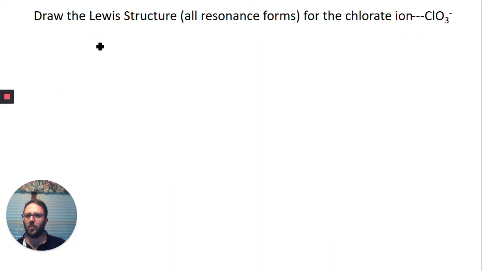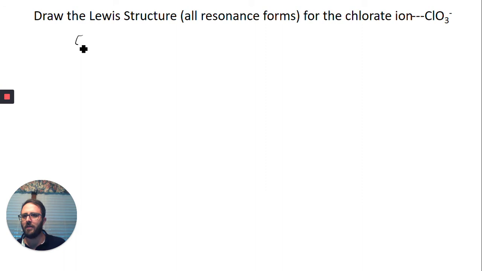So we're going to do a little bit more complicated Lewis structure problem. We're told to draw the Lewis structure in all of its resonance forms for the chlorate ion, ClO3. The first thing that we want to do is figure out the total number of valence electrons contributed by this molecule.